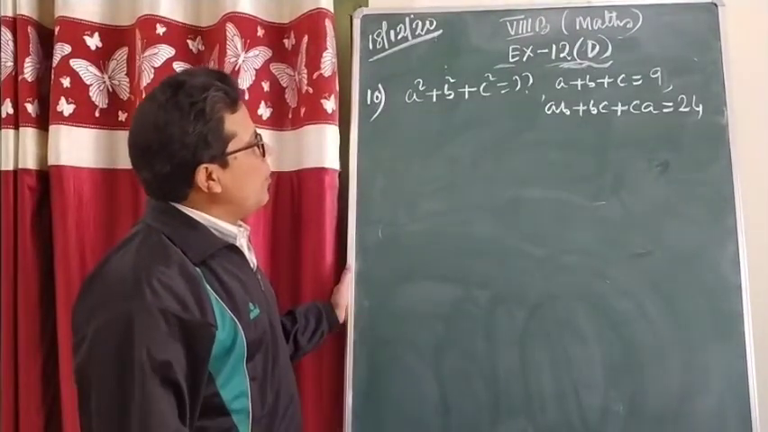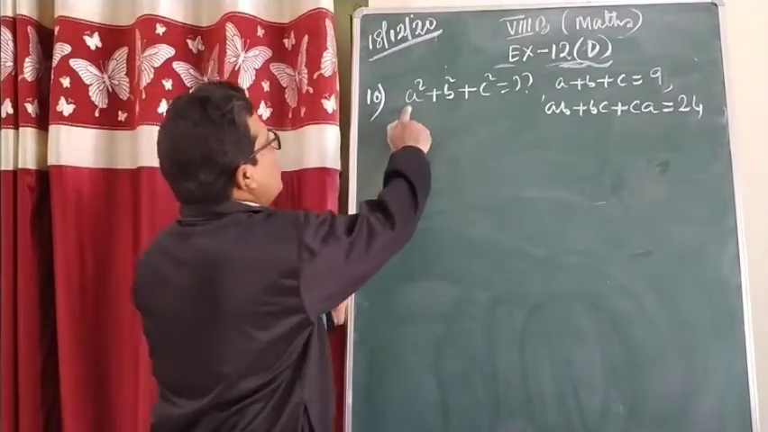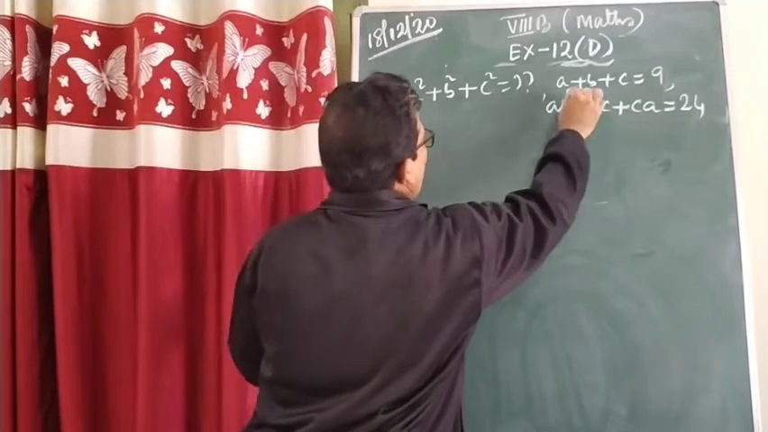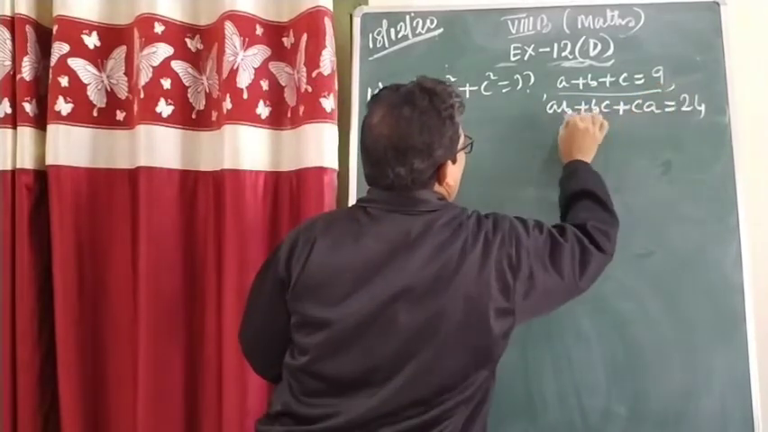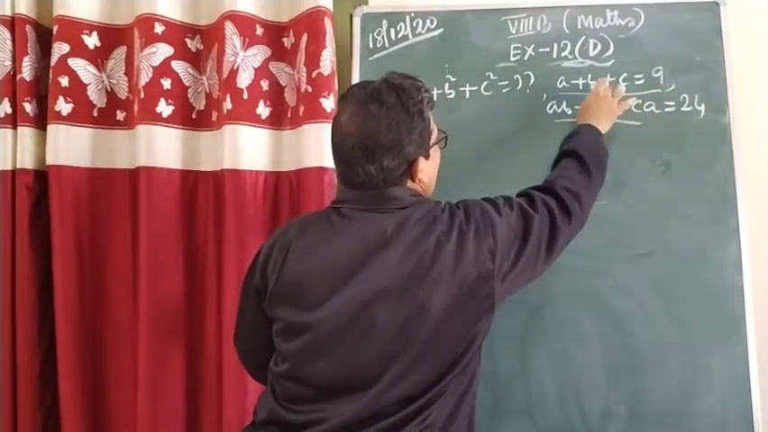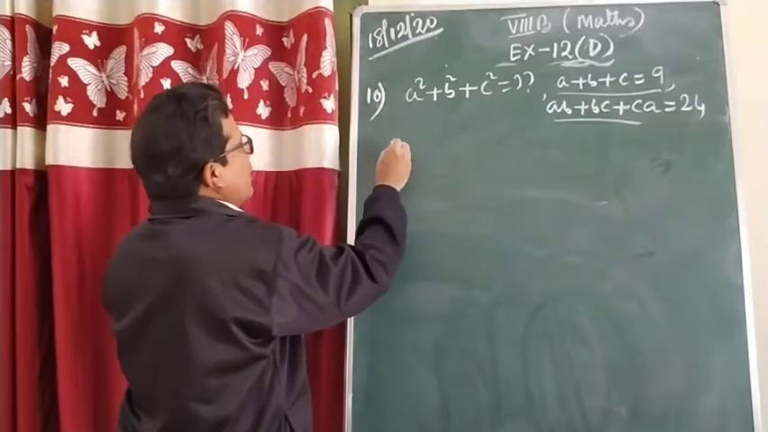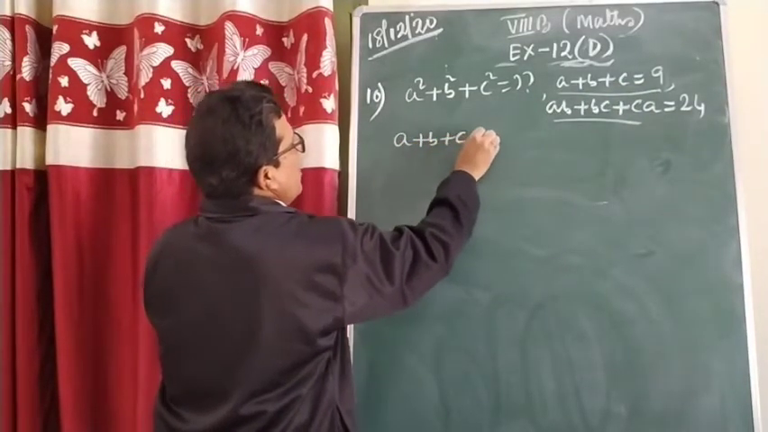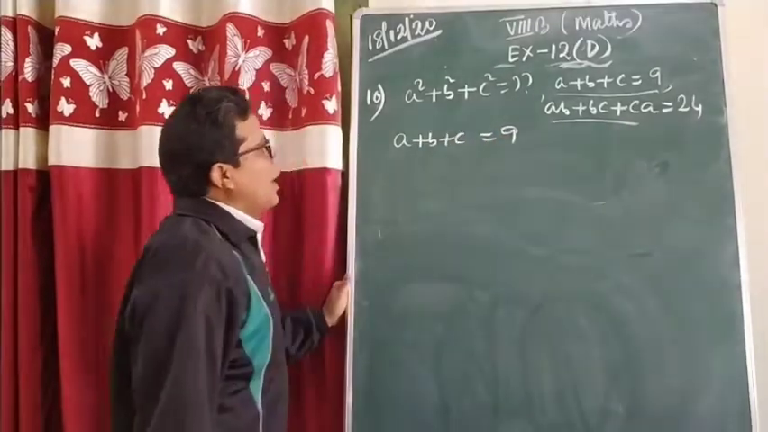Now the last problem for today, beta. What do you find out? A plus a square plus b square plus c square. And these two values are given there. And no other square is there. So like earlier I did, same thing I'll do here. I'll just write here a plus b plus c equal to 9.